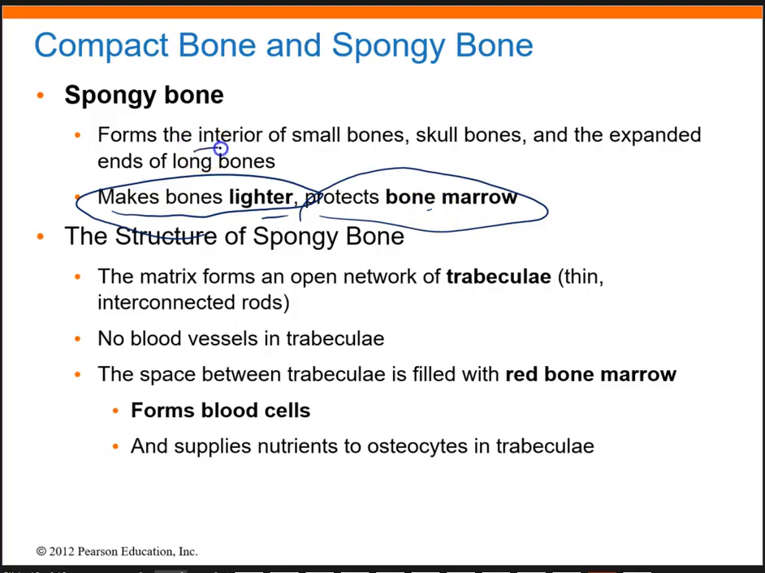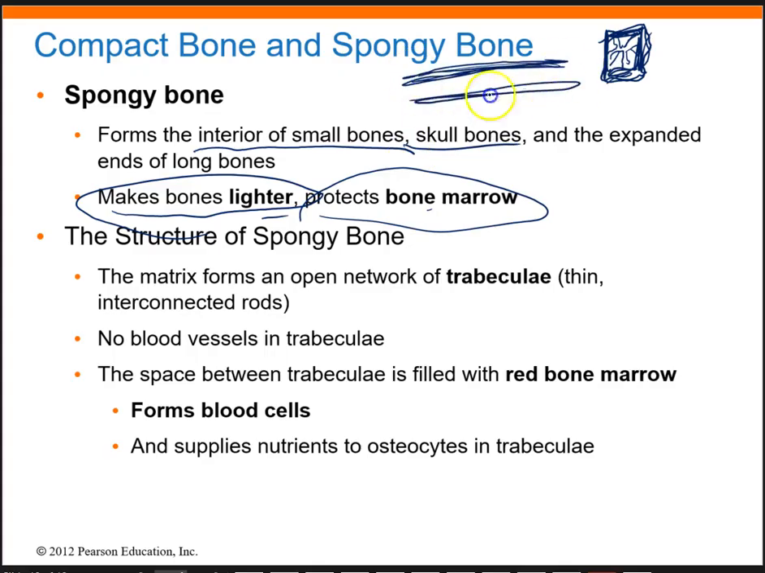Spongy bone forms the interior of a lot of our small bones. So for example, the bones in our wrist, our carpal bones, are these small kind of boxy bones. And they'll have a thin layer of compact bone around the outside like this. And then the whole inside will be made of this spongy bone. It forms the inside of the skull bones. So same thing, our skull bones are these really flat bones, and they'll have layers of compact bone around the outside, but then the whole inside of them is spongy bone with all of these open spaces.